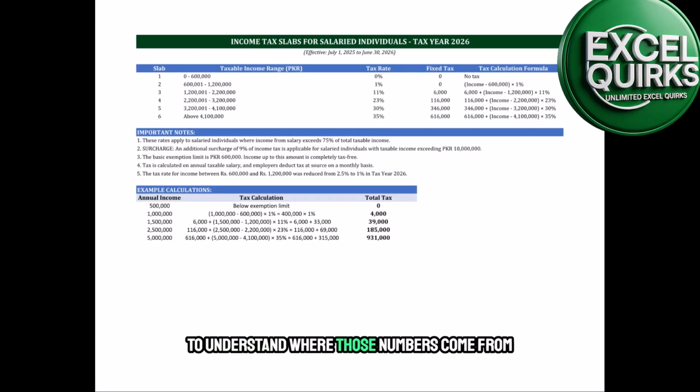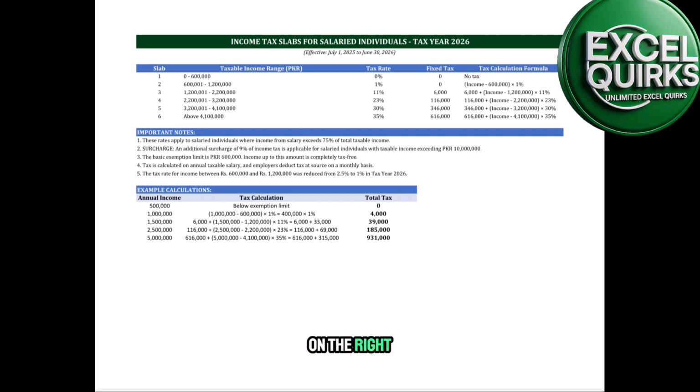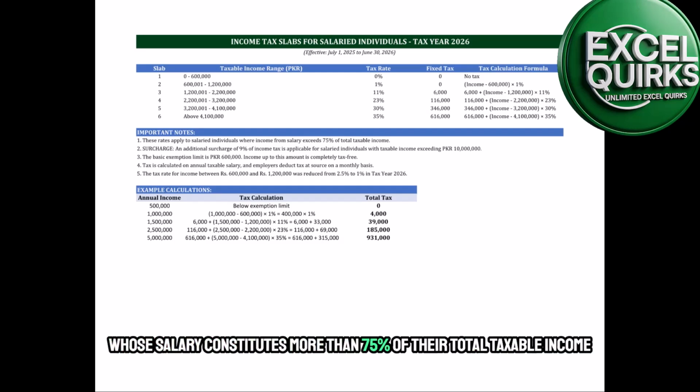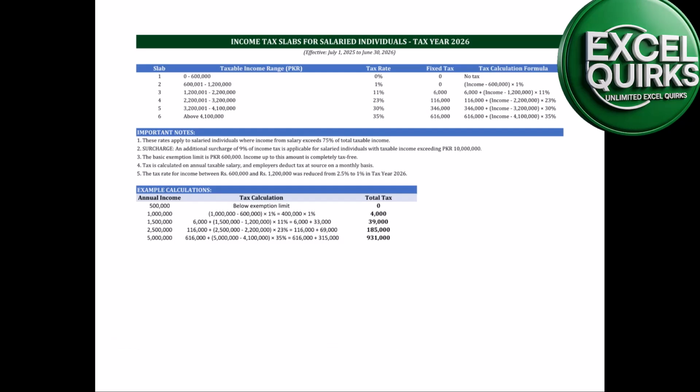To understand where those numbers come from, this slide displays the official income tax slabs for tax year 2026. The structure is progressive, starting at 0% for the first 600,000 rupees and scaling up to 35% for income exceeding 4.1 million rupees. A significant change to highlight this year is the reduction in the second slab's rate to 1%. On the right, we've included example calculations to demonstrate how the fixed tax and percentage-based formulas work together. Remember, these rates apply specifically to individuals whose salary constitutes more than 75% of their total taxable income.